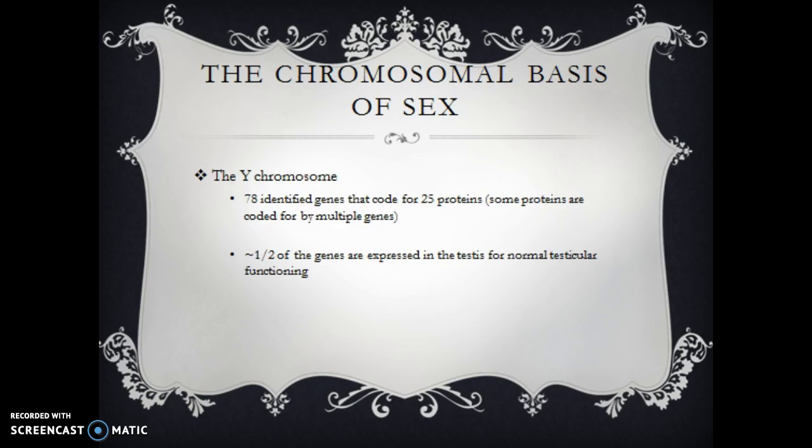So let's talk a little bit more about that Y chromosome. First off, the Y chromosome contains 78 genes that we found on it. And of those 78 genes that are functional, 25 proteins are produced. So how do we have 78 genes and only 25 proteins produced from it? Shouldn't it be 78 genes and 78 proteins? Well, the reason is that some of those 78 genes produce the exact same protein. So there's going to be several genes producing the exact same protein. So there is a bit of overlap there.